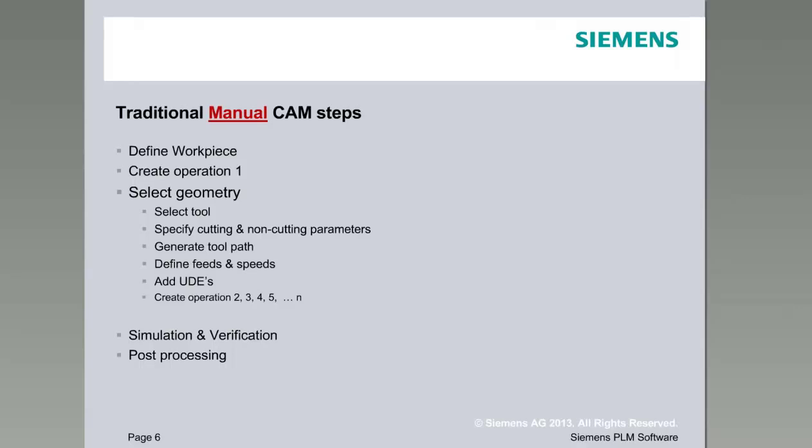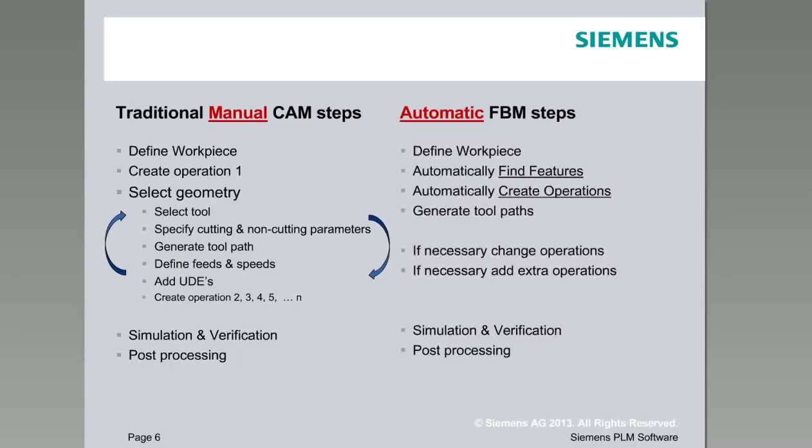You look and try to see if it does what you expect it to do. You might define feeds and speeds, add user-defined events, and you're probably going to have to do a couple of iterations before you get it right. And once you've done one operation, you continue with the next. And finally, when you're happy, you post-process and simulate, or you simulate and then post-process, depending on the capabilities of your system.